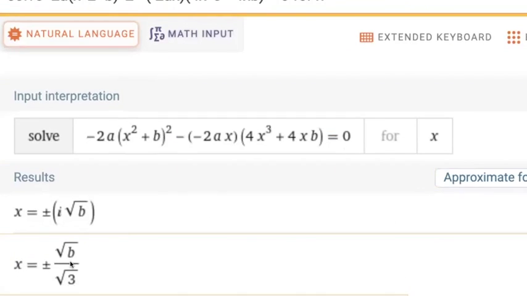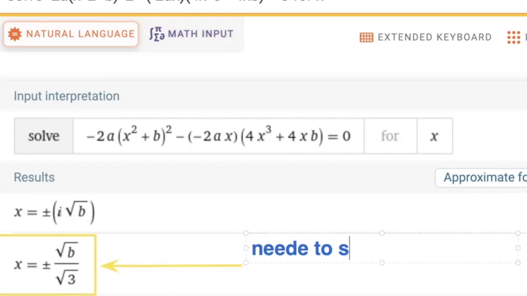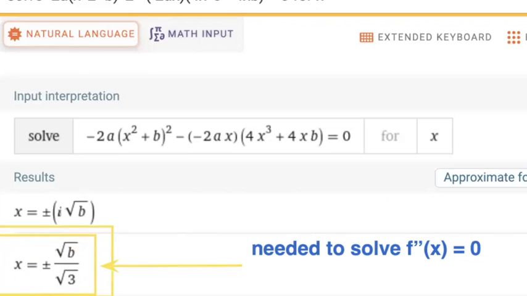So it tells me that the solutions to this are x equals plus or minus square root of b over square root of 3. I set up this horrible algebraic thing, and in the end I gave up and let the computer solve it. But the whole reason I did that was I knew that I needed to solve f double prime of x equal to 0, because those are the possible locations of inflection points. So these two numbers, plus square root of b over square root of 3 and minus square root of b over square root of 3, are the locations of my inflection points in this problem.